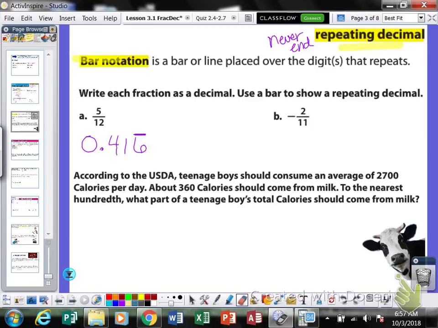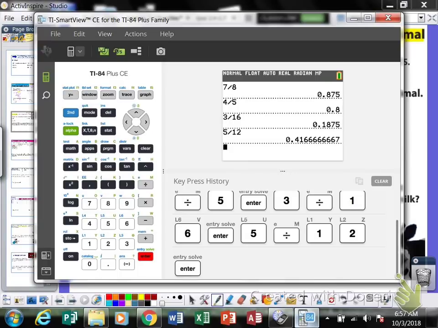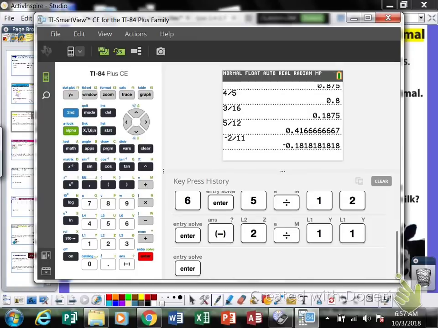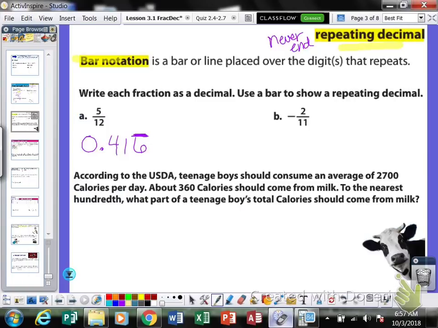So I just have to write one of the numbers that's repeating, which is the 6, and then there is my repeating decimal. So negative 2 over 11 would be, negative is down here at the bottom, so negative 2 divided by 11, and it is negative 0.181818181818, and so on and so forth. So then I come back here and I write 0.18. Don't forget that was a negative. And then the line goes over the 1 and the 8 because the 1 and the 8 are repeating.